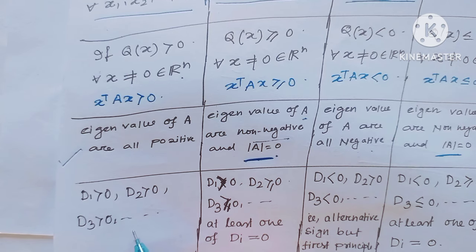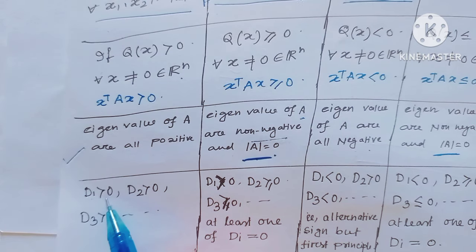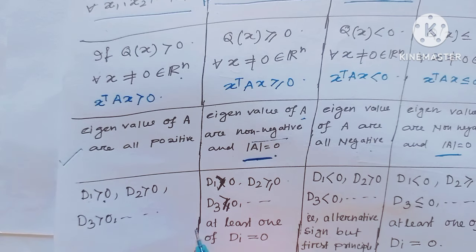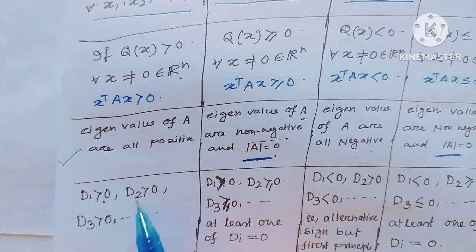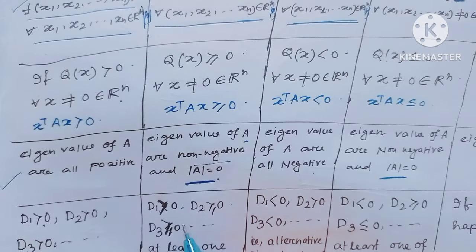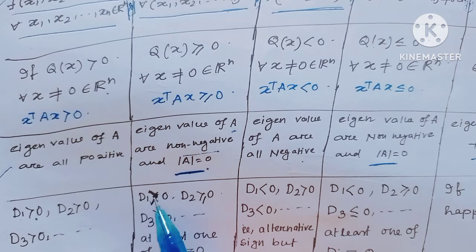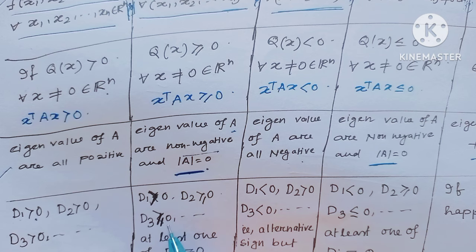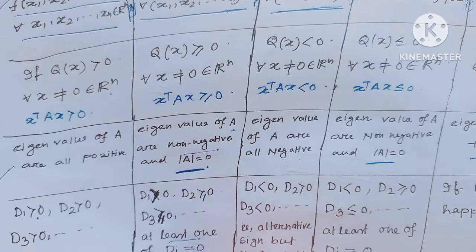Another test for positive definite is the principal minor test. The principal minor test means D1 greater than 0, D2 greater than 0, up to D3, Dn, and so on, all greater than 0, where D1, D2, D3 are the determinants, as we all know. For positive semi-definite, it means D1 greater than 0, D2 greater than or equal to 0 and D3 greater than or equal to 0. That means at least one of the Di is equal to 0.